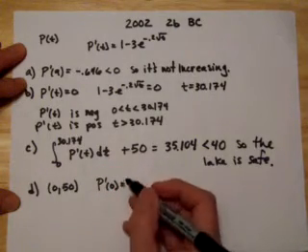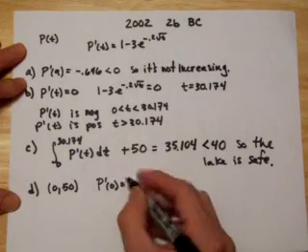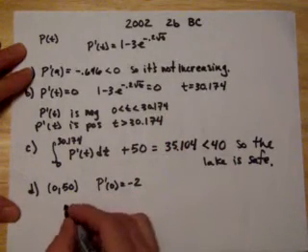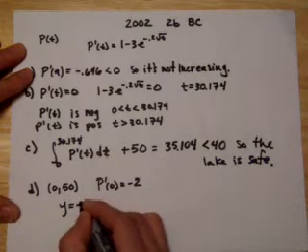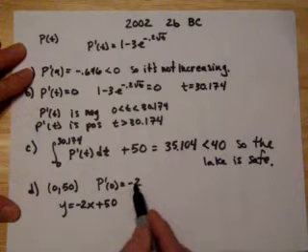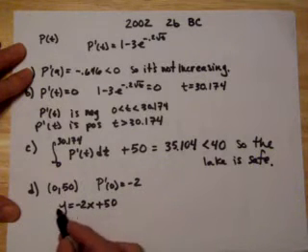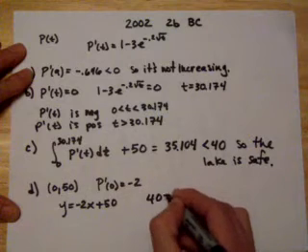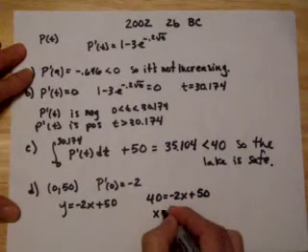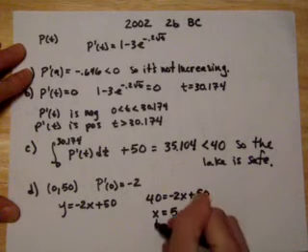P prime of 0, if I plug in 0, I get 1 minus 3, or negative 2. So my linear equation would actually be y equals negative 2x plus 50, this being the y-intercept, that being the slope. And so I'm wondering when this is going to give me a pollutant of 40. So 40 equals negative 2x plus 50. Solve for that, and you get x equals 5. Or maybe I should have used t equals 5.